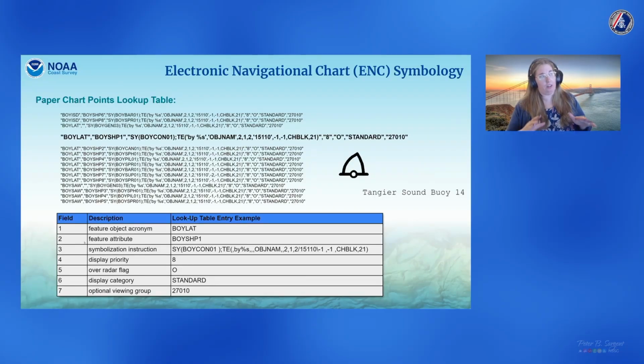There are other rules here, including your drawing display category, which is standard for this. And if you recall from previous lectures, I'm fairly certain they've talked about the base, the standard, and the other displays, where you can control the number of features, or the kinds of features, that are displayed on your ENC.